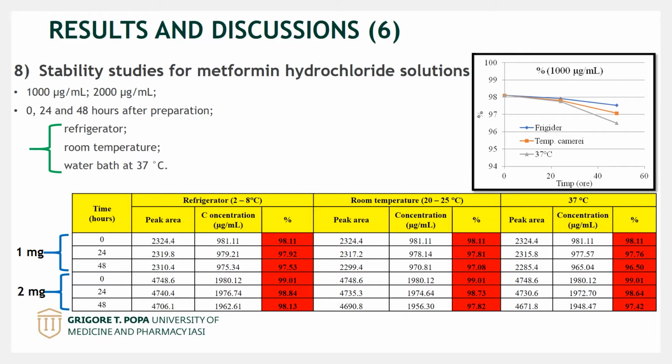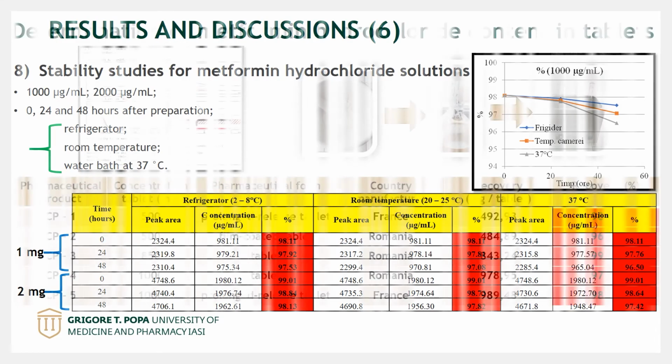In conclusion, the method can be applied to determine the metformin hydrochloride content of tablets, the samples being able to be analyzed within a reasonable time. In the case of stability studies, due to the large number of samples, the solutions collected at different time intervals will be stored in the refrigerator, and will be analyzed chromatographically in a maximum of 24 hours.